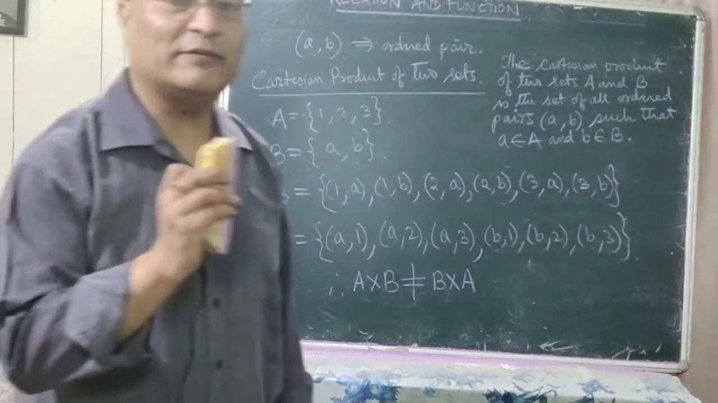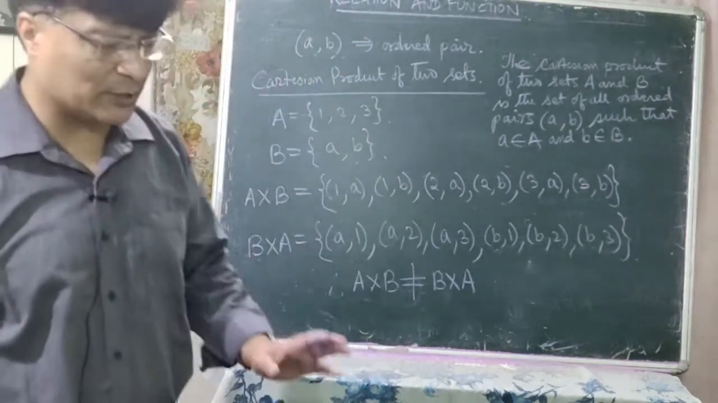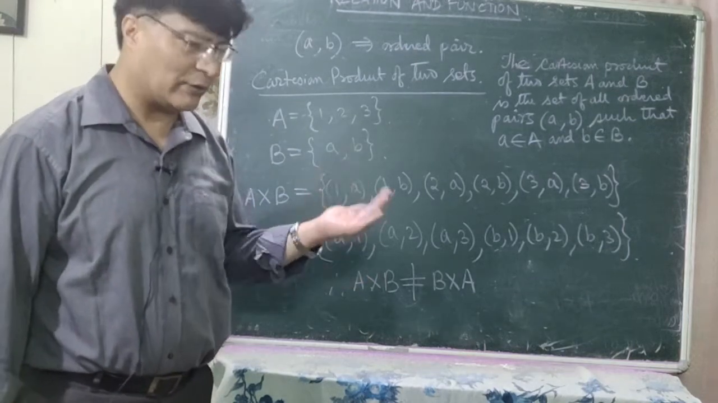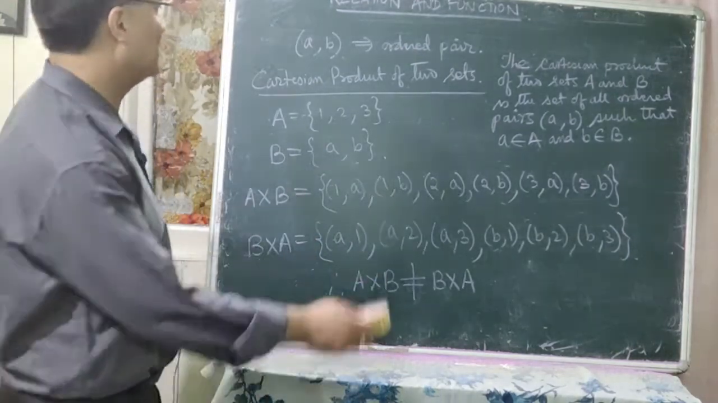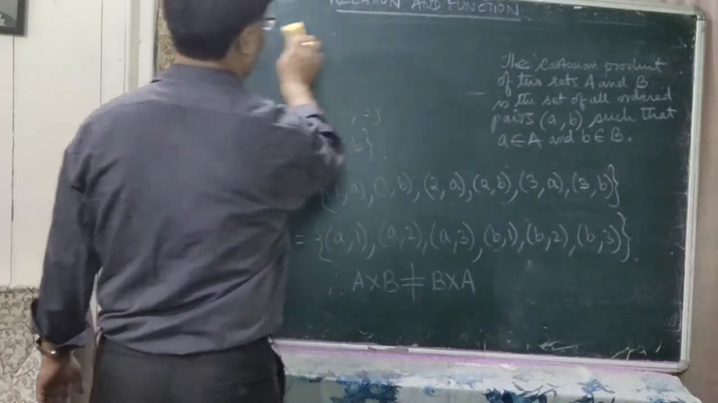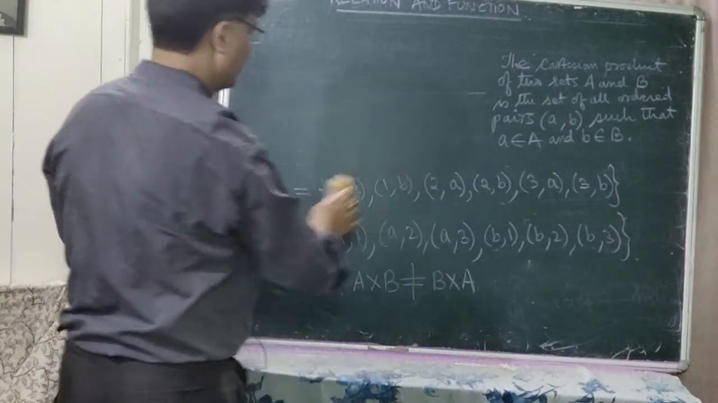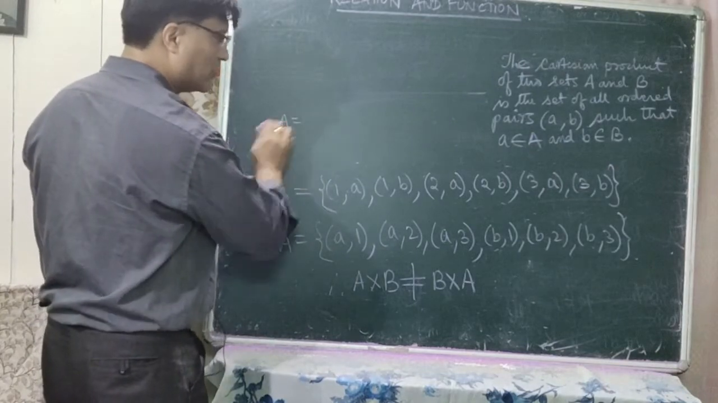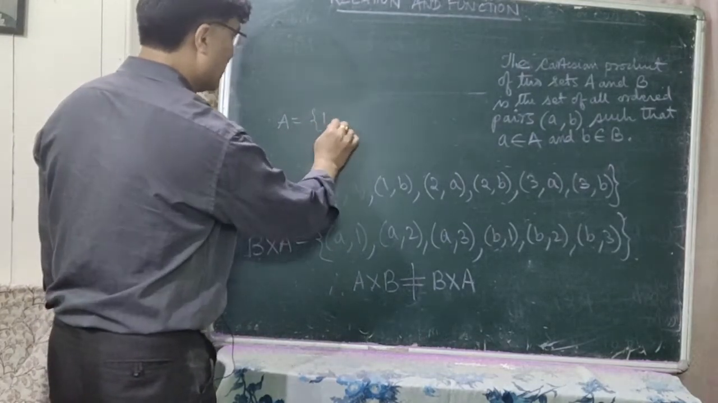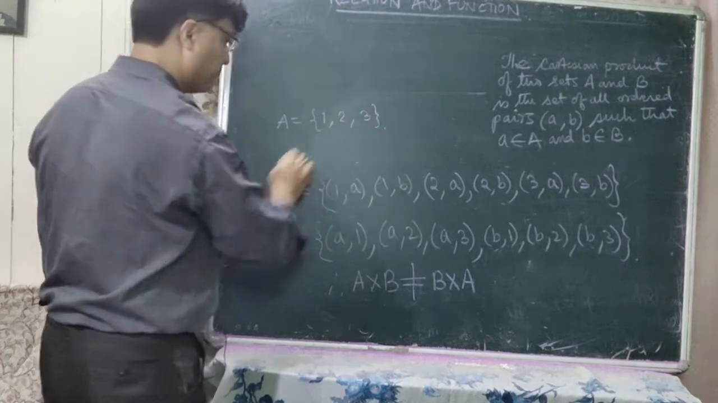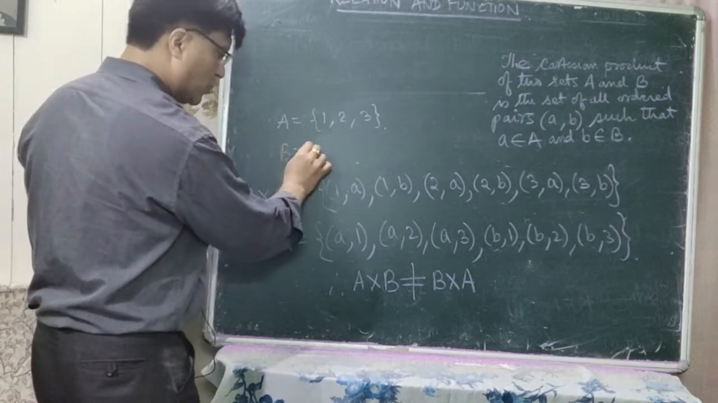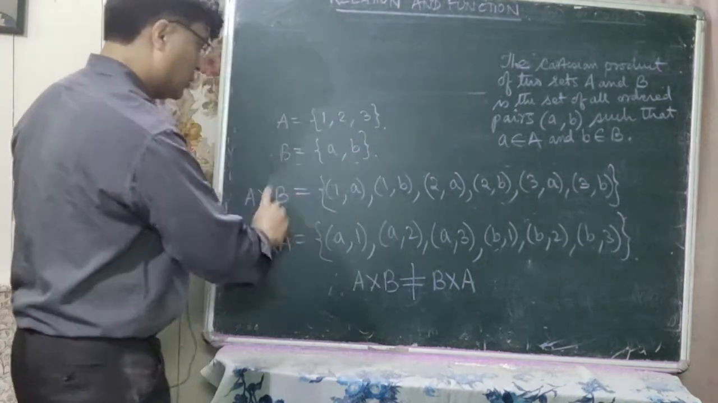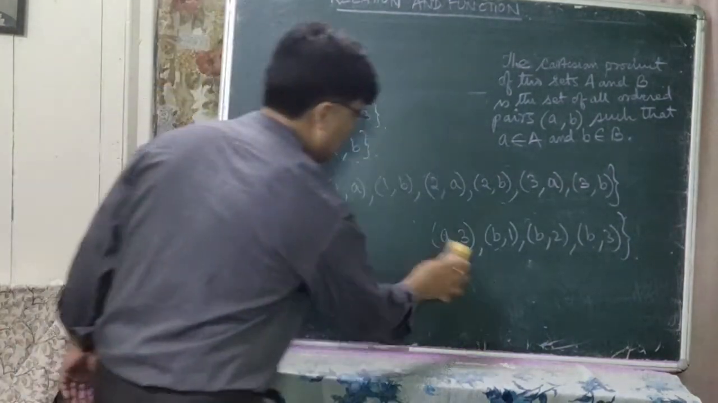So now we are going to study relations, okay? You did relations in class 11, right? So let us do a recapitulation first. Now let us take an example here. I have written A is equal to, what was there? It was 1, 2, 3, right? And B was, what was B actually? It was a, b. So let us take only A cross B, right?